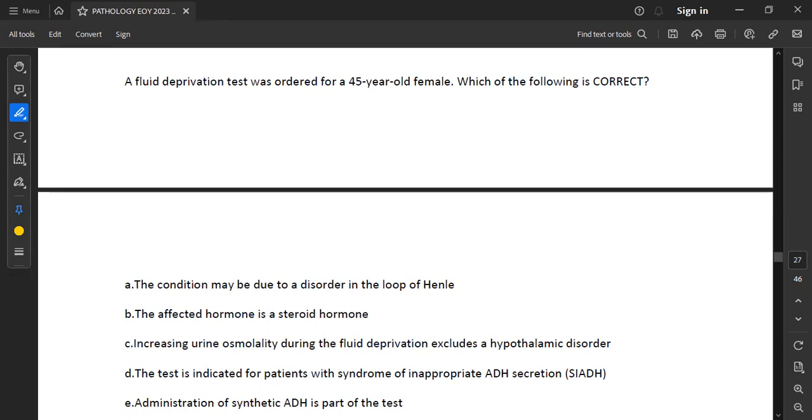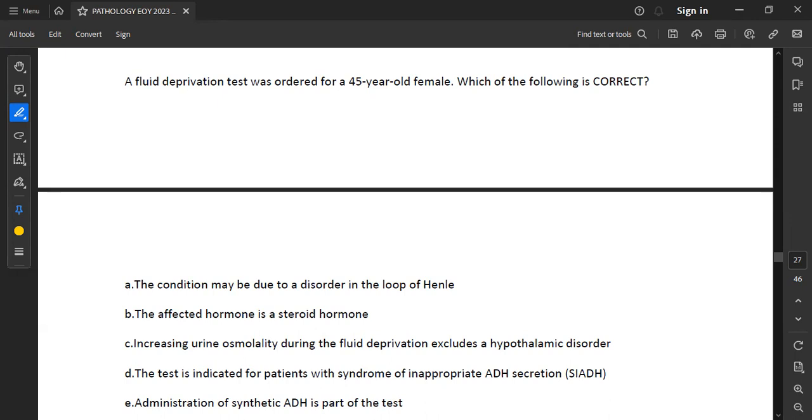A fluid deprivation, E is correct. So they did a fluid deprivation test. This test involves denying a person fluid for 10 hours. So naturally, the body will tend to conserve water by passing small amounts of concentrated urine. It's usually used to test for people with diabetes insipidus. People who have diabetes insipidus, we know that they usually have polydipsia.